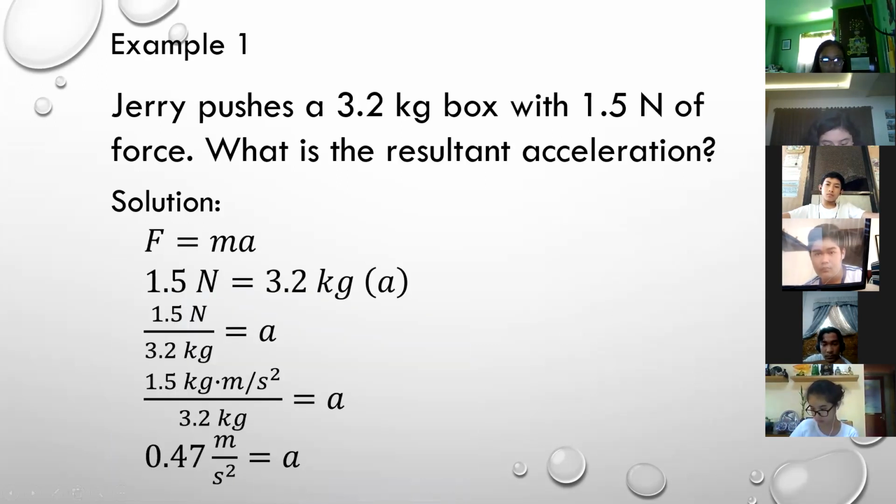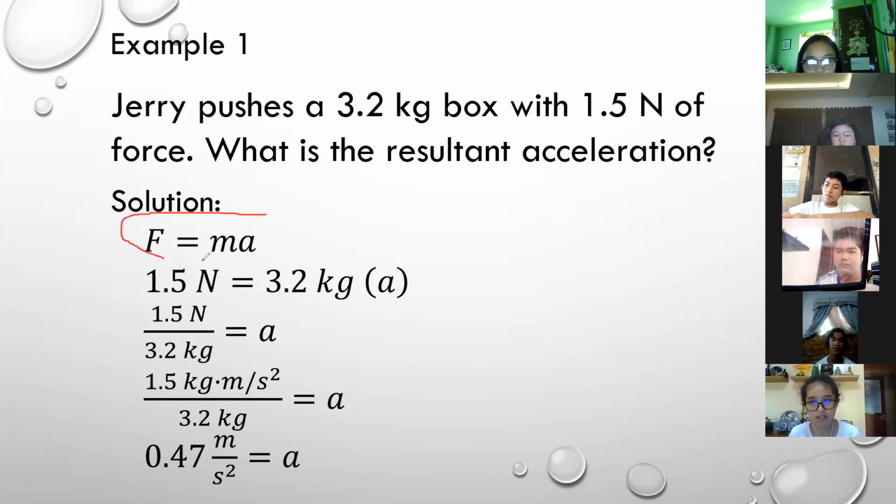Question? So you understand example number 1? Not that much? Okay, going back. What law is this one? This is the law of acceleration, di ba? The formula again for force is mass times acceleration. This is the formula for force.